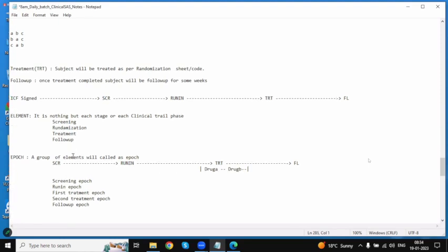So these two things also you have to remember.